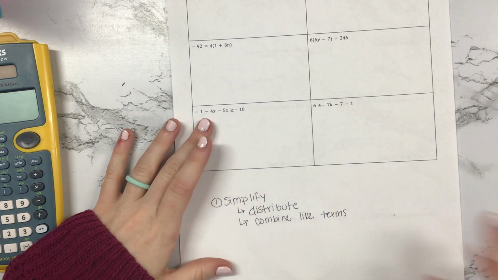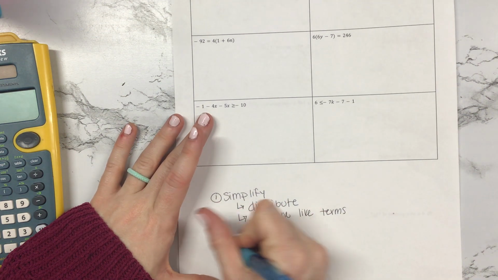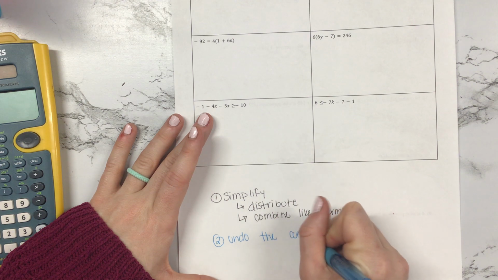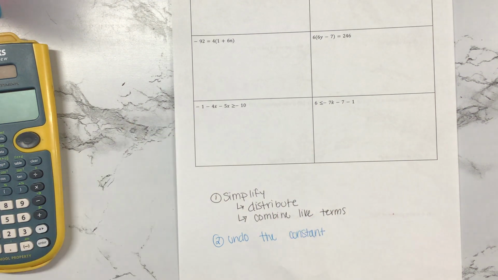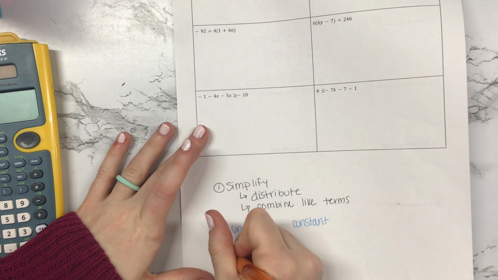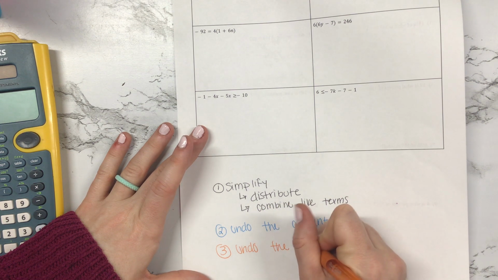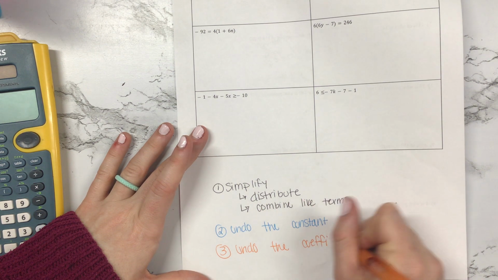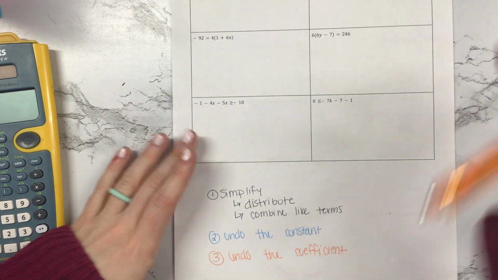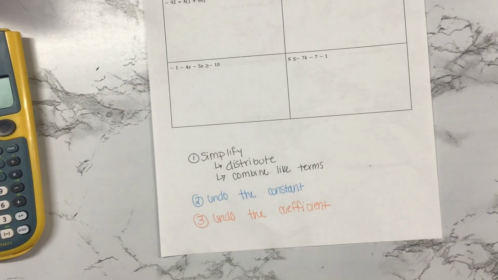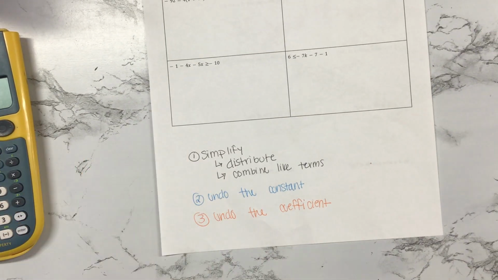Then after we simplify, we are going to undo the constant, which is the number that's by itself. And then we're going to undo the coefficient. Give myself a little more space. Okay, so simplify, undo the constant, undo the coefficient.